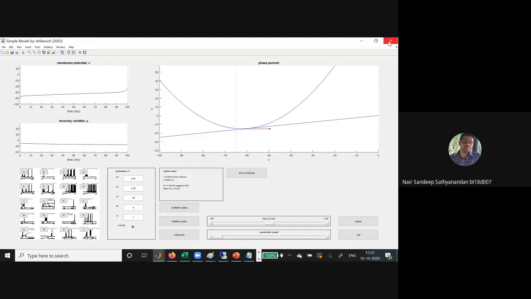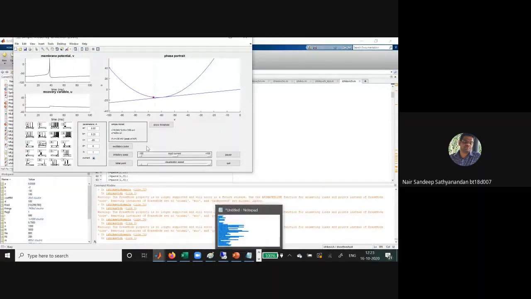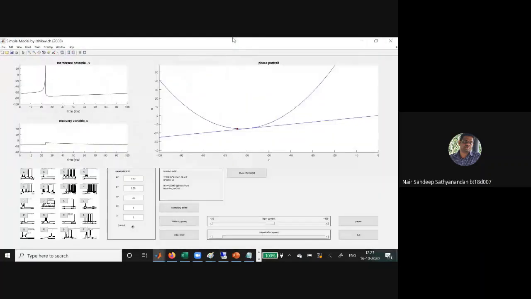Let me run it. Let me close it and then run it again. And then let's provide the current input. So we can see that it is a phasic burst, phasic spike. Okay, let me maximize the window. So the second one is a phasic spike, the one shown in B.